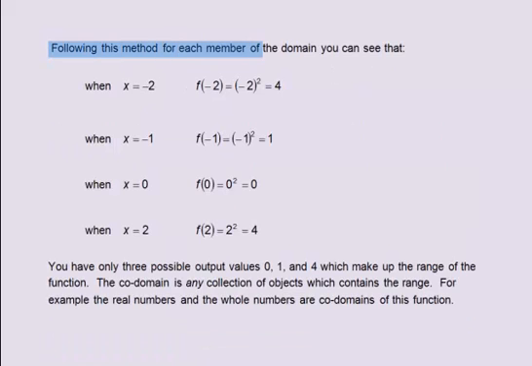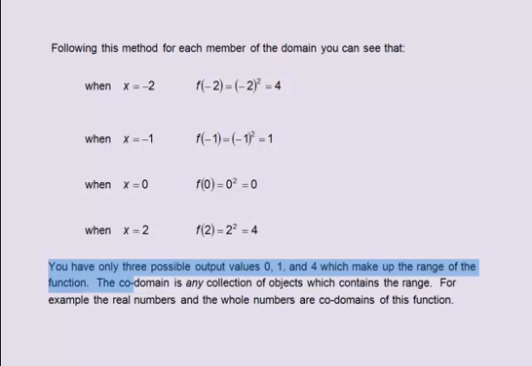Following this method for each member of the domain, you can see that when x equals -2, f of -2 equals -2 squared, which equals 4. When x equals -1, f of -1 equals -1 squared, which equals 1. When x equals 0, f of 0 equals 0 squared, which equals 0. And when x equals 2, f of 2 equals 2 squared, which equals 4. You have only 3 possible output values, 0, 1 and 4, which make up the range of the function.